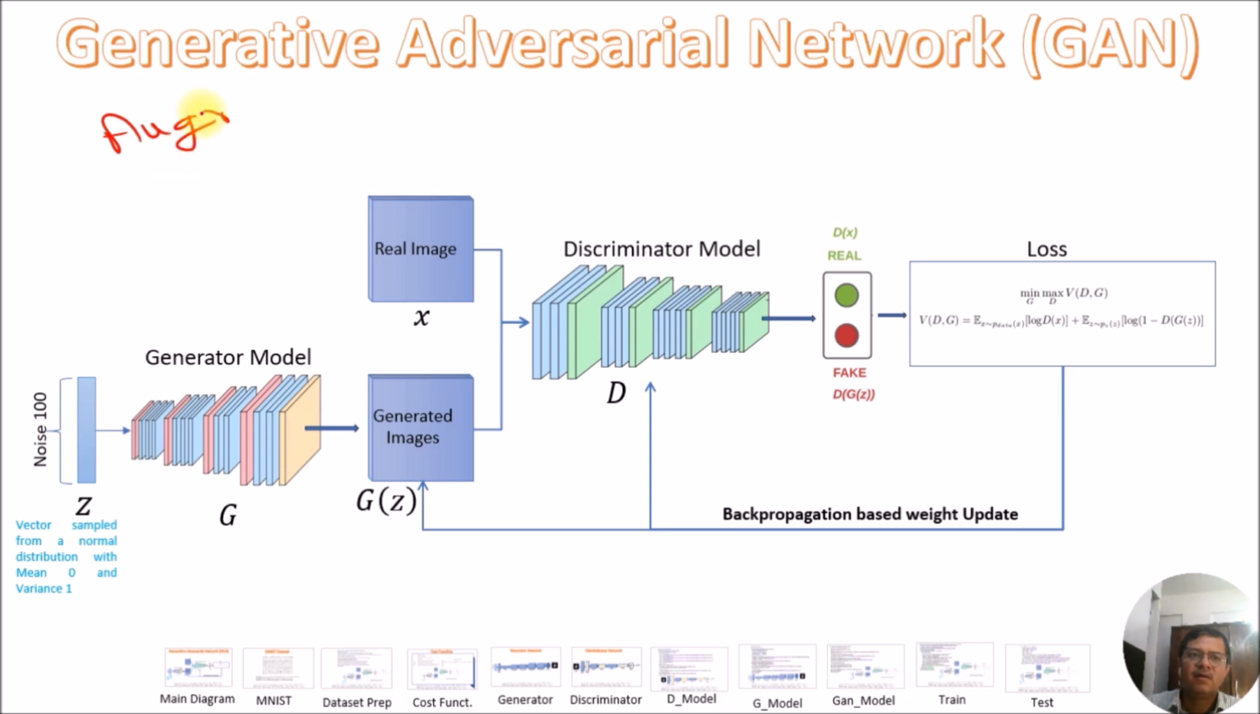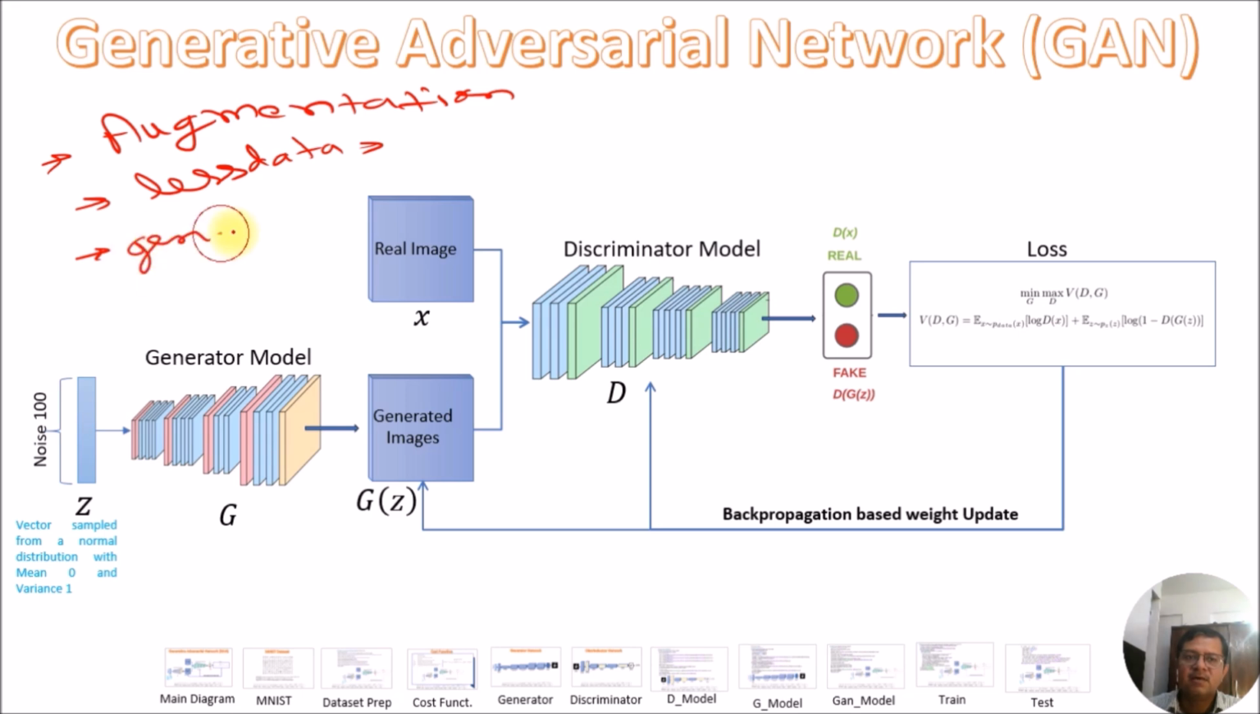Instead of depending on a fixed kind of augmentation, we can use GAN-based augmentation to train our system more effectively. Another thing is that when we have less training data, we can use the GAN architecture to generate extra data and improve the training accuracy of the system. We can also use GAN to increase the generalizability of the system.